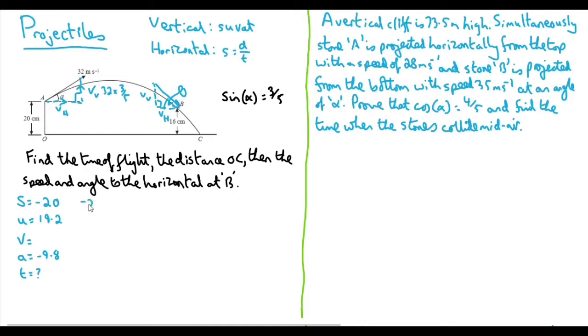So the minus 20 equals the 19.2 T, and then plus half A. It's going to become a minus here, and half of that will be 4.9, and that will then be T squared. Rearranging this to bring it onto the same side, it would make the 4.9 T squared positive. Now minus 19.2 T minus 20 equals 0. This is a quadratic that you will just put into the quadratic formula.